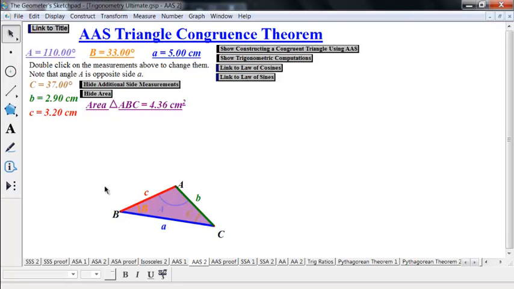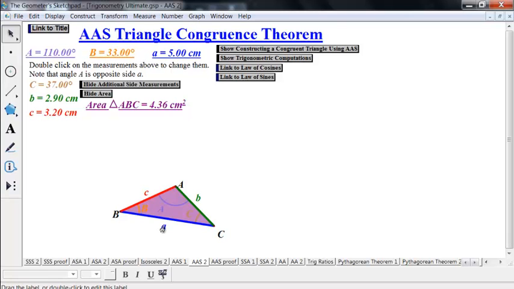Now, what about computing this? Well, notice in this case, the first thing we can do is find the other angle. And we know that the three angles add up to 180 degrees. So 180 degrees minus 110 degrees minus 33 degrees is 37 degrees. So now we know all three angles.